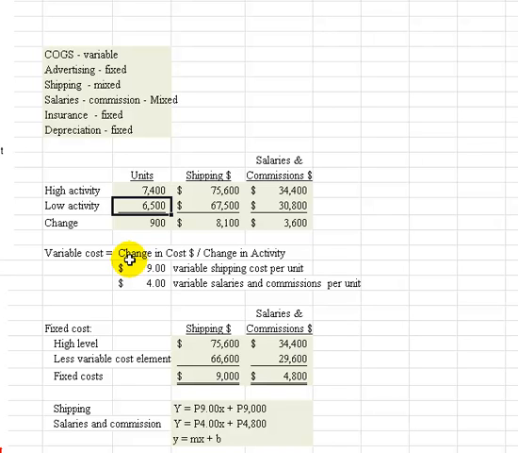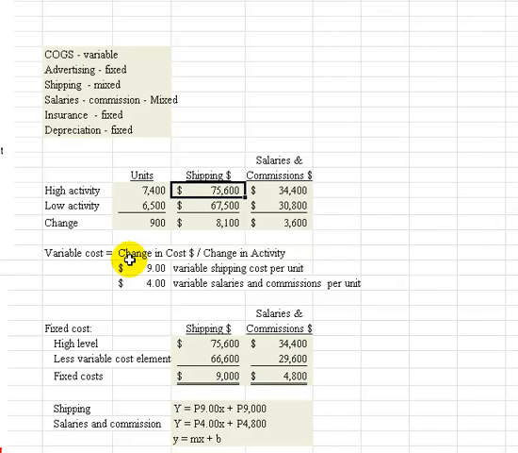Now the key here is to pick the independent variable. In this case, it's selling units. But you don't want to pick the dependent variable. You don't want to make that mistake. You want to pick the independent variable. And then you jot down the high and low units for the mixed costs that we're trying to separate into fixed and variable components. So with shipping, it's 7,400 units.